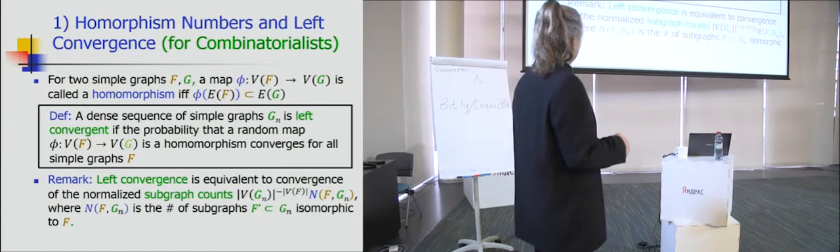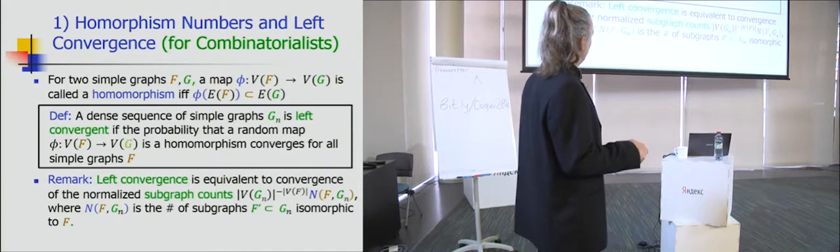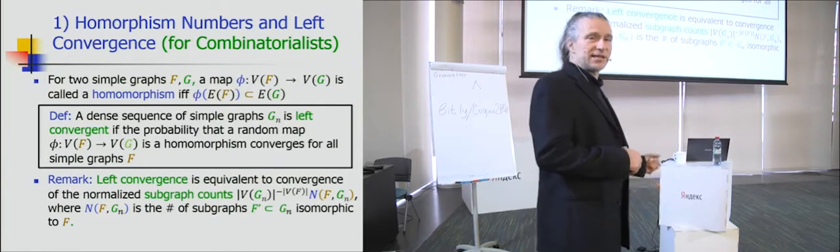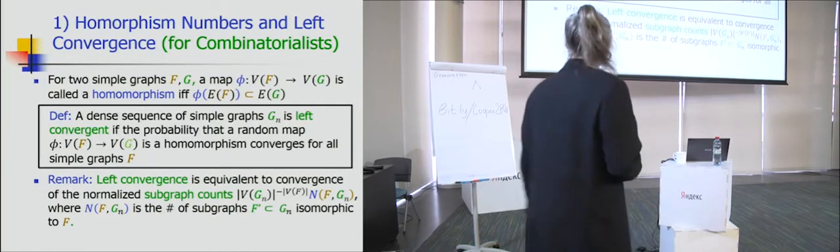So what does this say? What is this quantity? It is the number of subgraphs isomorphic to F. So now we really count how often you, for example, see a triangle in the big graph G_n.